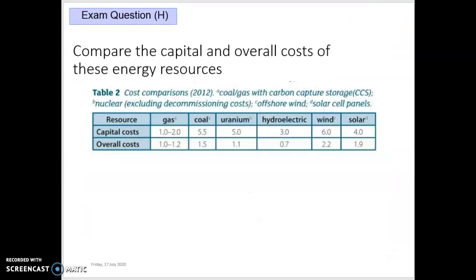Okay, so a higher question would be something like this. Now this is an interesting one. It says compare the capital and overall costs of these energy resources. Capital cost is what it costs to build the plant in the first place. Okay, build and possibly also decommission. But then we're comparing with the running costs as well. So there are interesting figures here. Okay, so you're comparing. So you could pick a couple and compare them against each other.